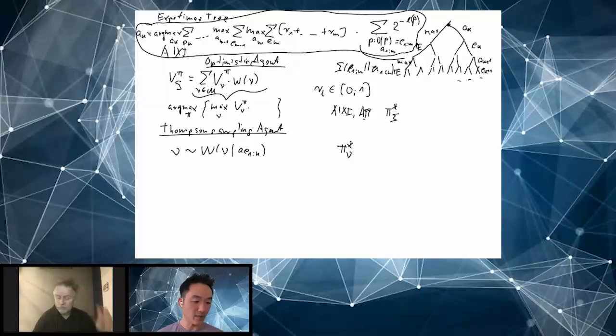AIXI is a special case of AI-ψ where you choose the ψ according to that formula you just wrote, right, in terms of complexity. Okay. And then Thompson sampling, I'm a little, what's the difference? Or what's going on here?